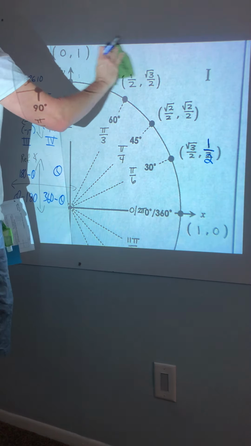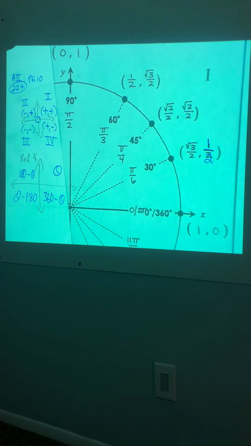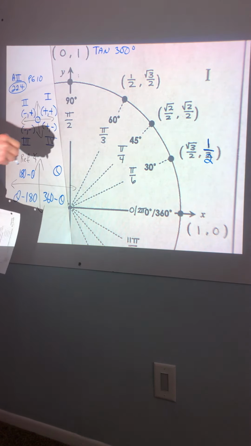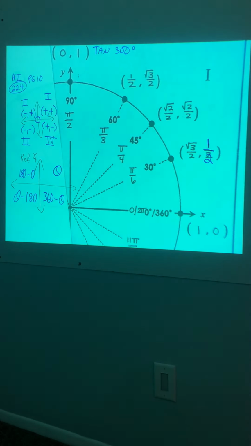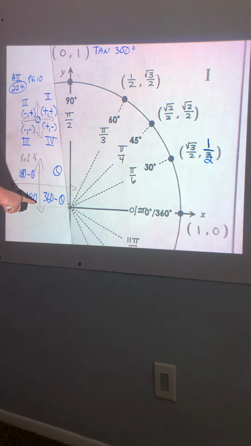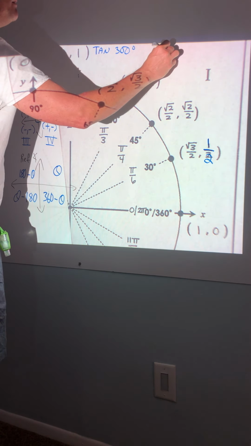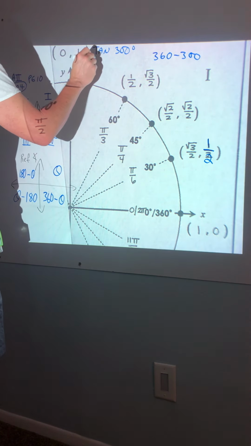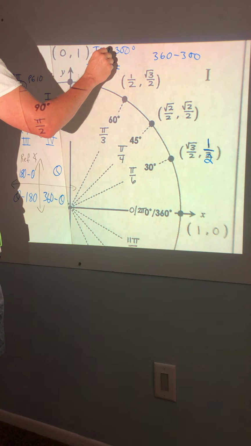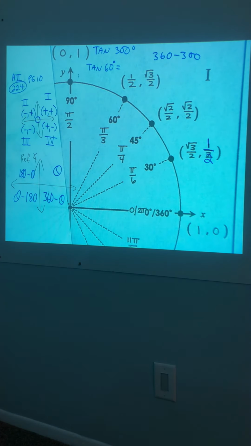All right, let's try another one, and then we will do one with radians. So, how about the tangent of 300 degrees? I'm just making sure you guys can see this up there. Well, 300 degrees, here's 270, so it's going to fall here. So you're going to use 360 minus 300, and now you're looking for the tangent of 60 degrees.